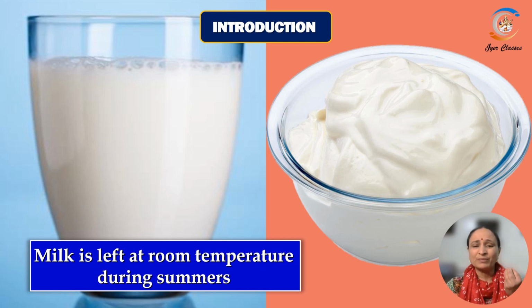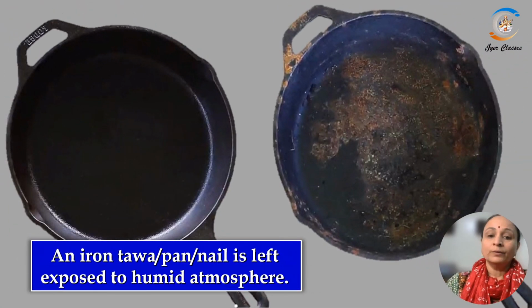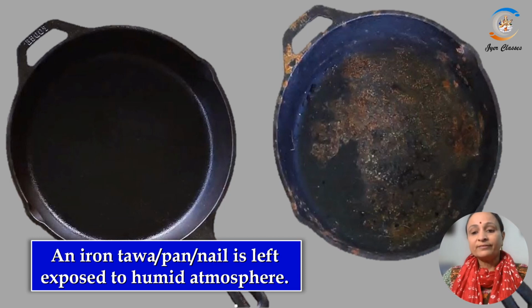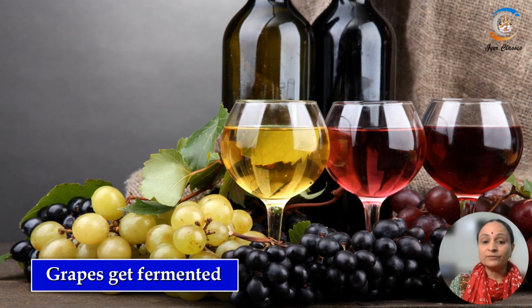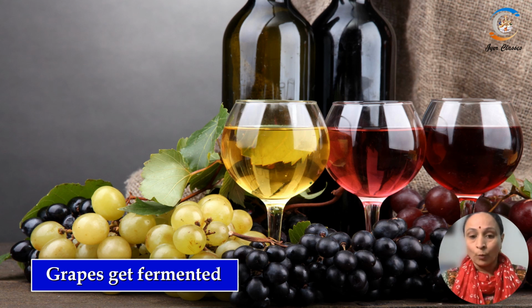it turns sour, खट्टा हो जाता है, फट जाता है दूध, and sometimes it turns into curd also, right? Okay, now you know that the tawa, मम्मी का लोहे का तवा होता है. If it is left out in humid temperature, after some time it turns into a rusty tawa. And grapes, a nice fruit, if kept for certain times, become fermented into wine, right?